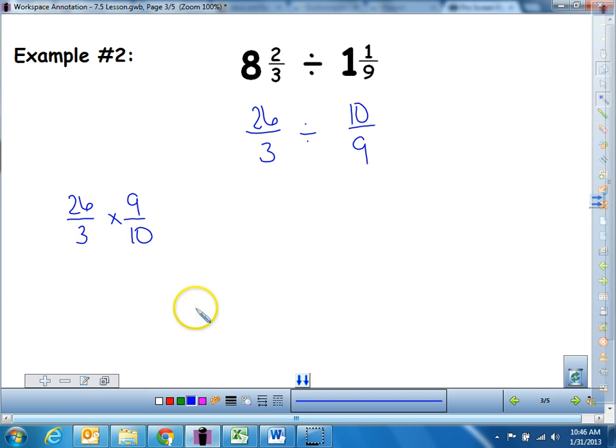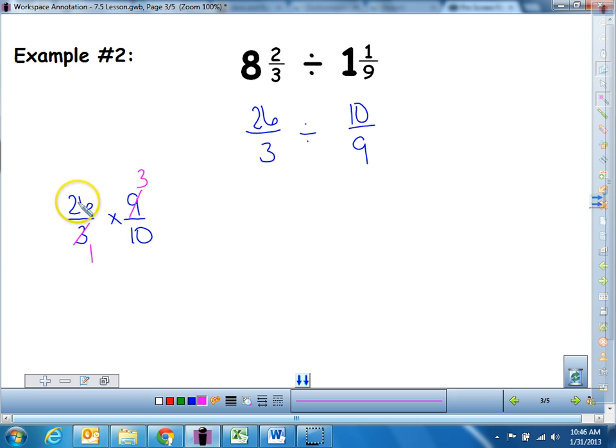So now simplify before you multiply. We'll change our color again here. A 9 and a 3, that jumps right out at me that, wow, they're both divisible by 3. So 9 divided by 3 is 3. 3 divided by 3 is 1. So now I have a 26, a 3, and a 10.